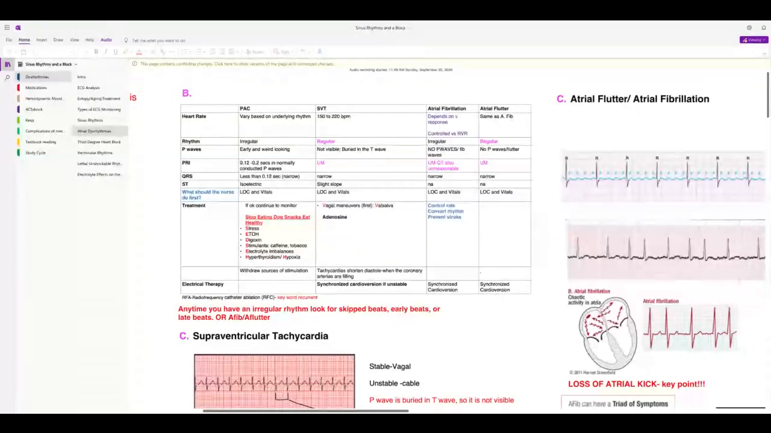Okay, so that's really important to know, and I'm going to go into more depth with that. Atrial flutter, I kind of put them in the same bucket just to make it easier for you. They're the sawtooth waves, but this is a regular rhythm, okay? So if we look at this overall, PAC and AFib are irregular, SVT and A flutter are regular, okay? And it's the same treatment if it needs to be treated.